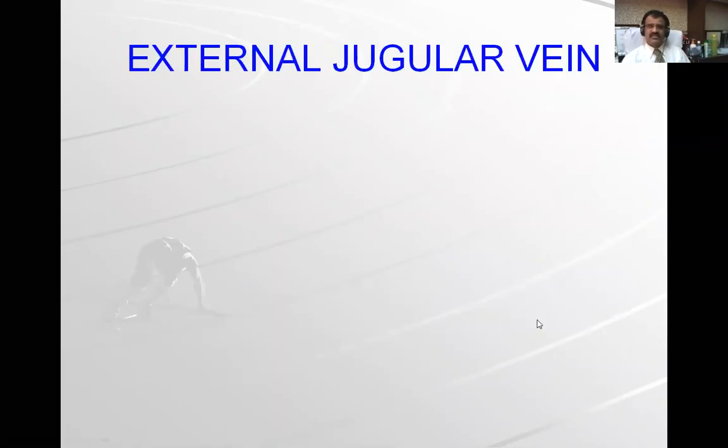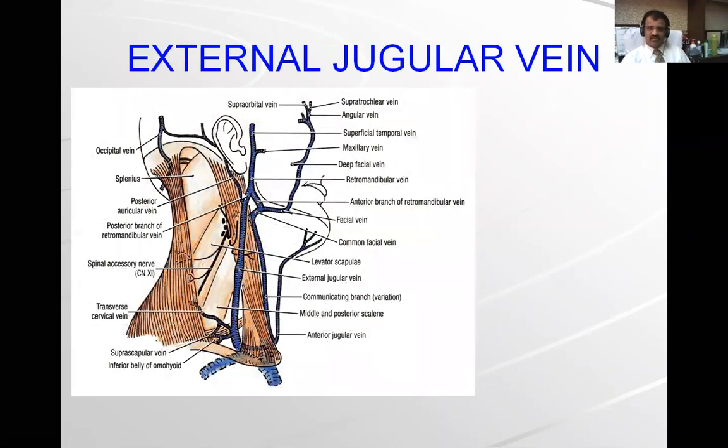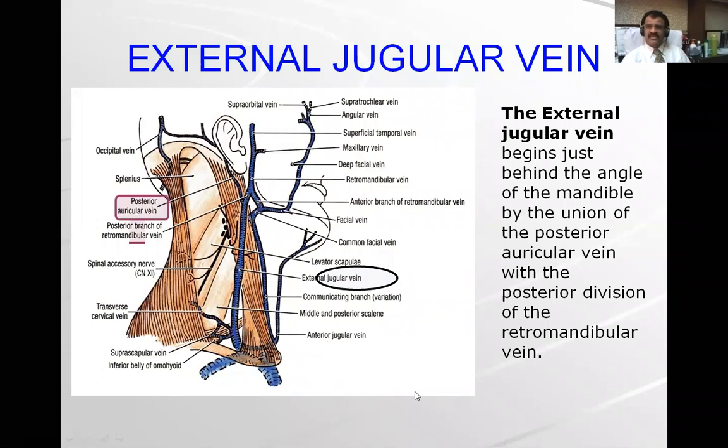Now let us see external jugular vein. Here you can see the external jugular vein which is formed by the posterior branch of retromandibular vein and posterior auricular vein. Here you can see, whereas the anterior branch of retromandibular vein you can see on this side. The external jugular vein begins just behind the angle of the mandible, just behind here, by the union of posterior auricular vein and posterior division of the retromandibular vein.